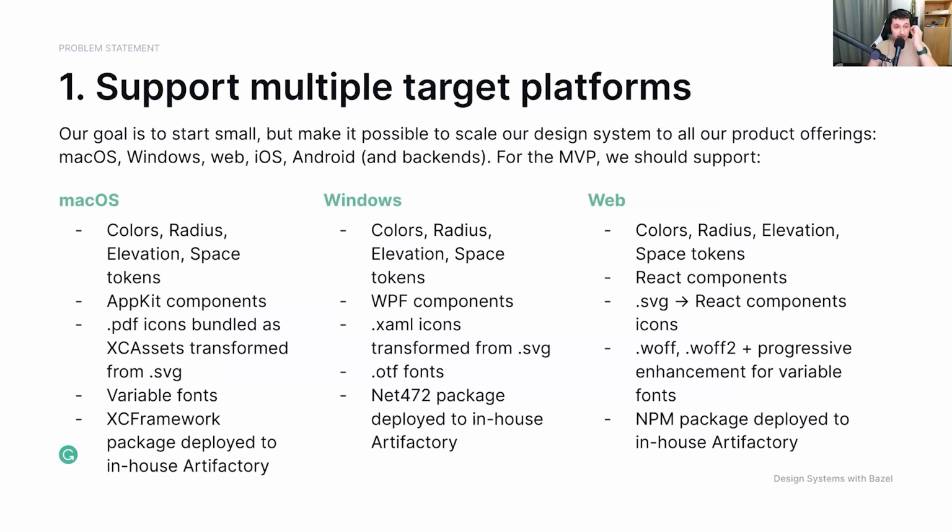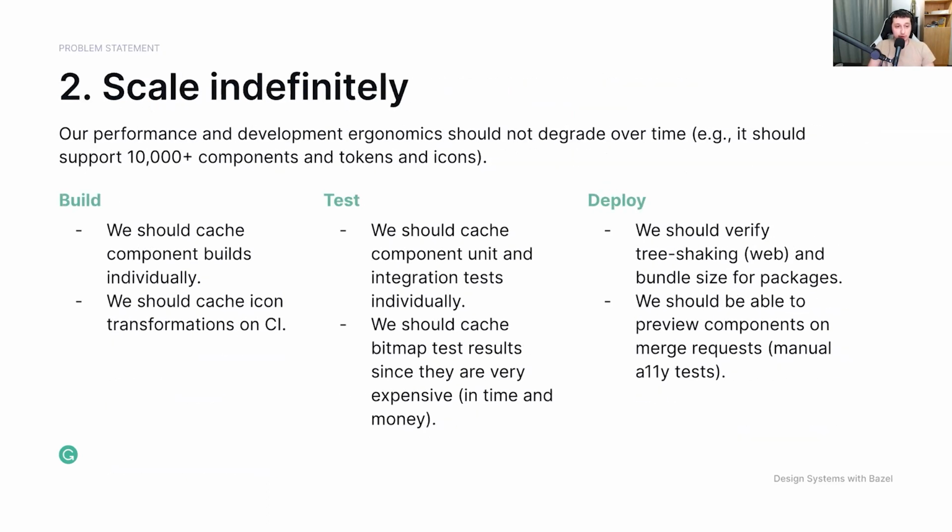Cool. Let's start from the first one. What we want to support. First, we want to support three platforms as an MVP. It should be possible to build our tokens across all of them, like color, radius, elevation. It should be possible to build components, for example, AppKit for macOS, WPF for Windows, and React for the web. It should be possible to package all these things and push to our internal package service, Artifactory.